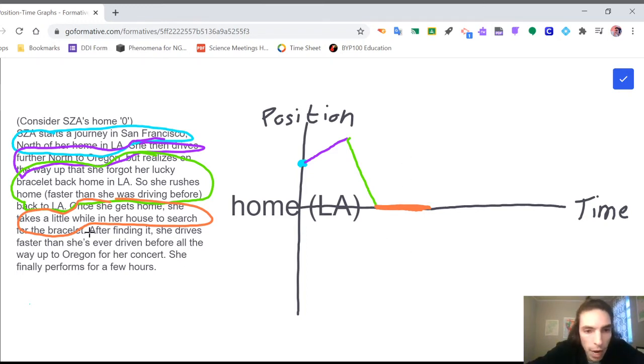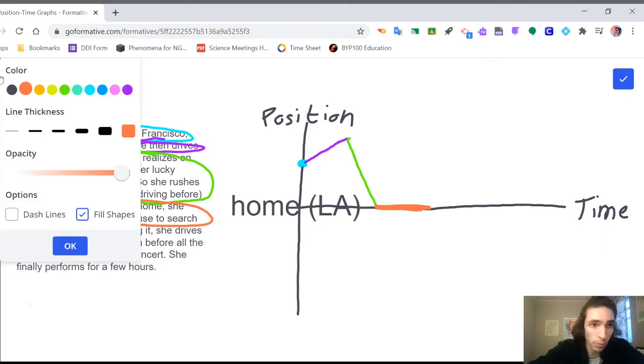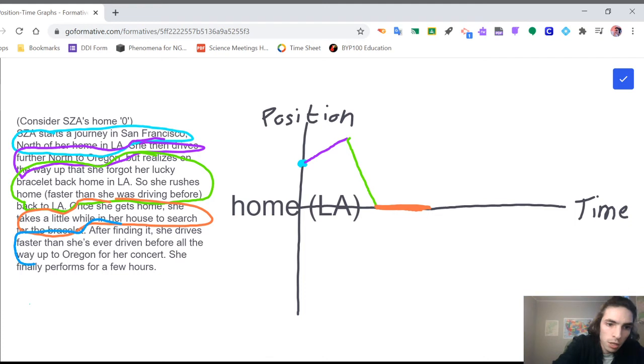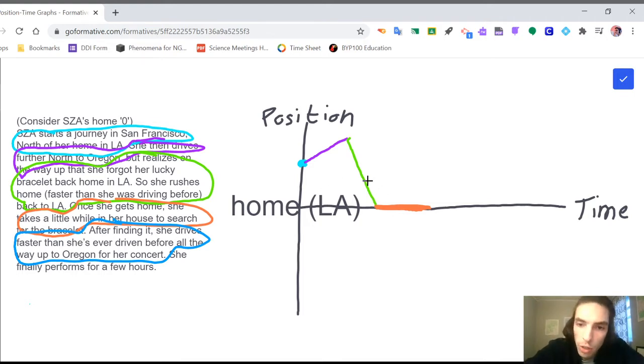Then, after finding it, she drives faster than she's ever driven before, so I'm thinking steeper on this position time graph, all the way up to Oregon for her concert. So, let's do that in one last color. And she needs to drive very, very fast. So if she's driving faster than she's ever driven before, I need to make that steeper than any other part of this graph.